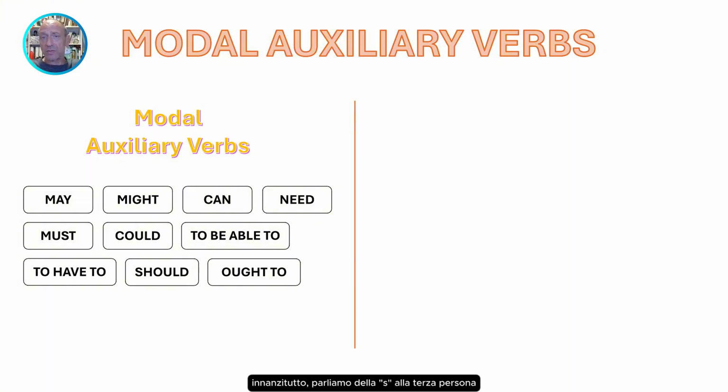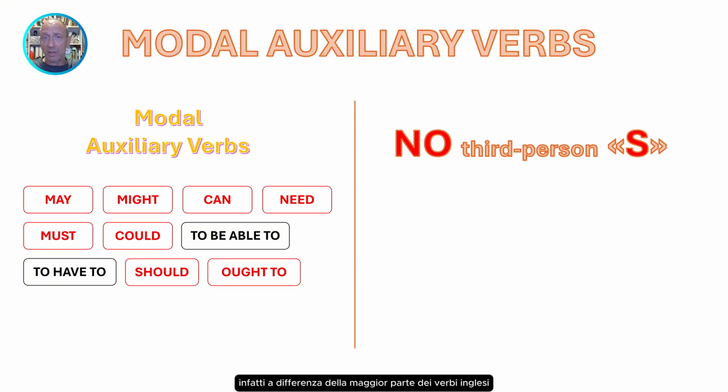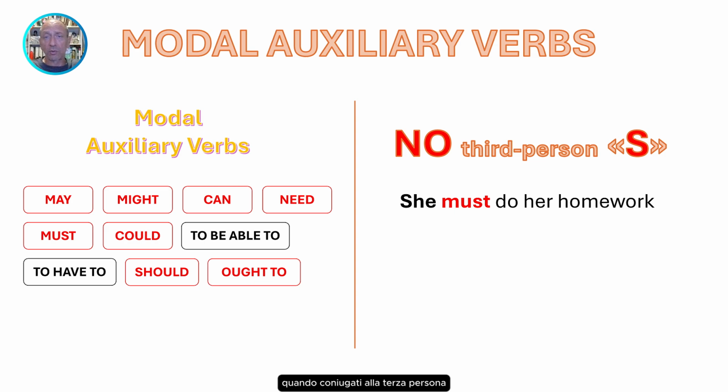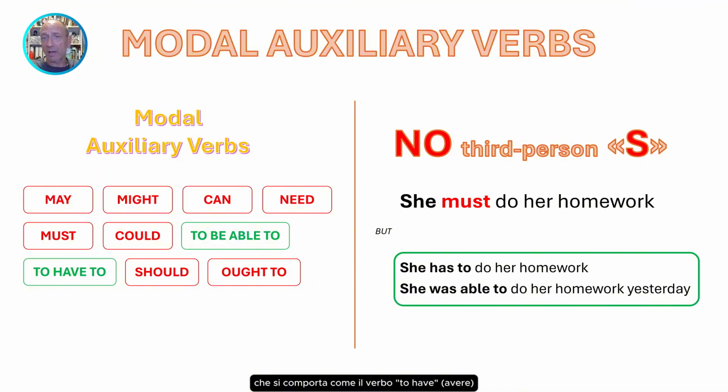First, let's talk about the third person s. In fact, unlike most English verbs, modal verbs do not take the s when conjugated in the third person. But there are a couple of exceptions to the rule. The modal verb to have to, which behaves like the verb to have, and the modal verb to be able to, which behaves like the verb to be.